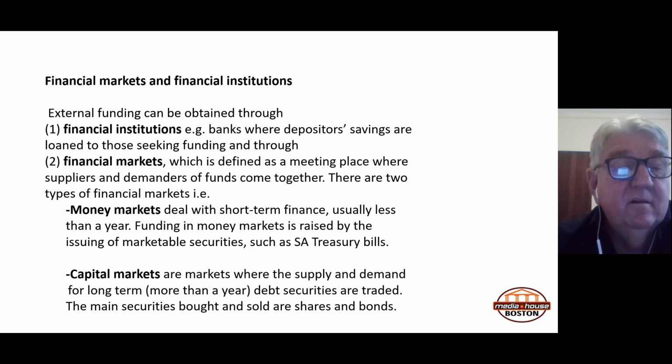Capital markets, on the other hand, these are markets where the supply and demand for long-term money, where debt securities are traded.